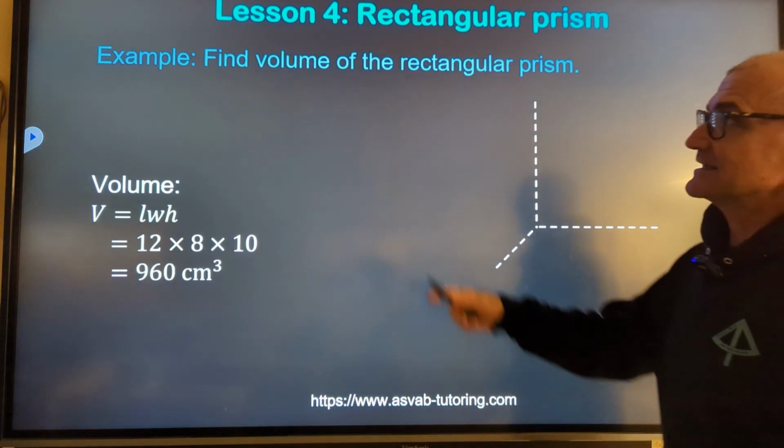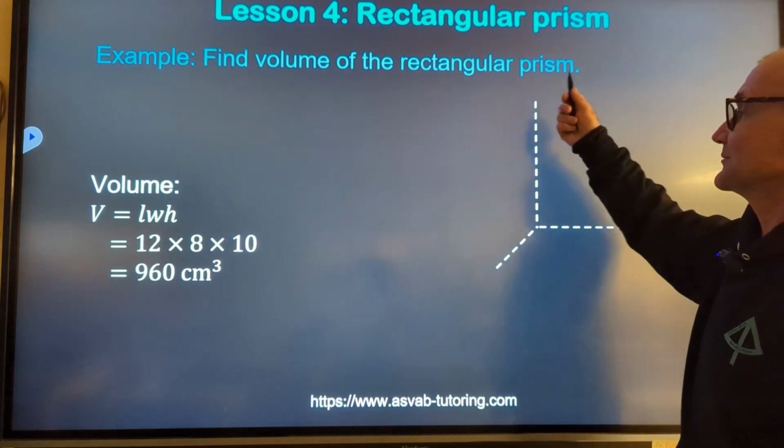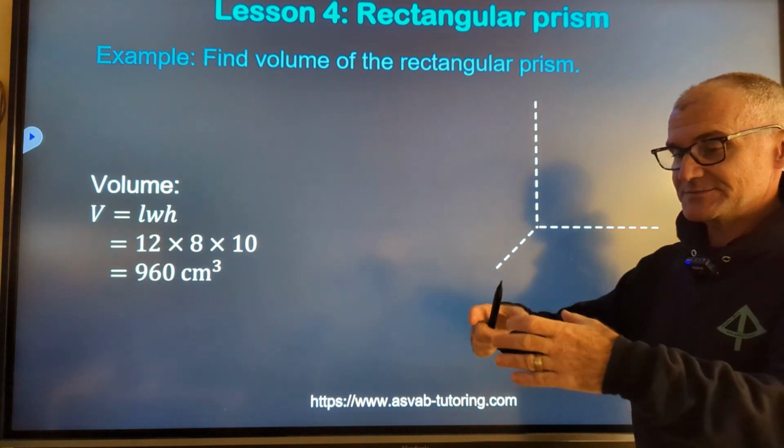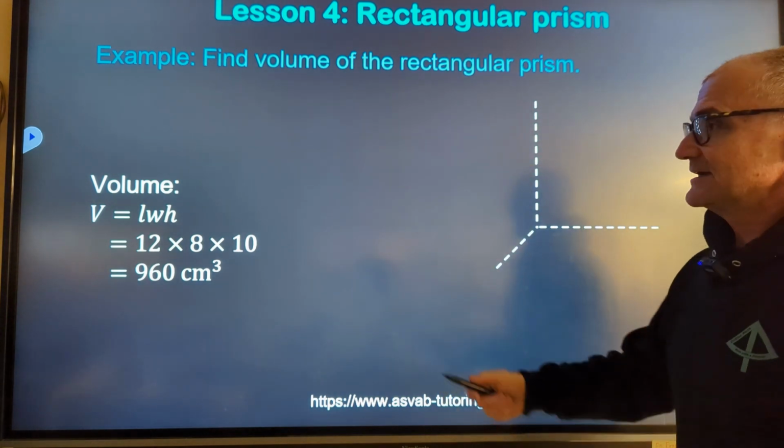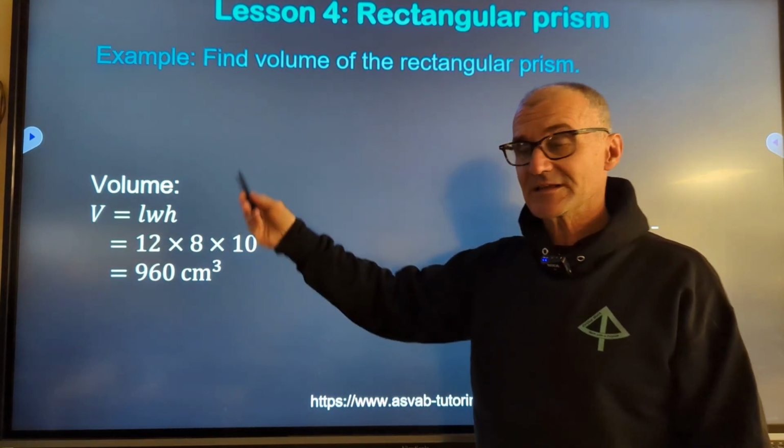All right, so here's an example. Find the volume of a rectangular prism. Rectangular prism just means it's a rectangular base and straight up. It's a right rectangular prism. It's going to be the length times the width times the height.